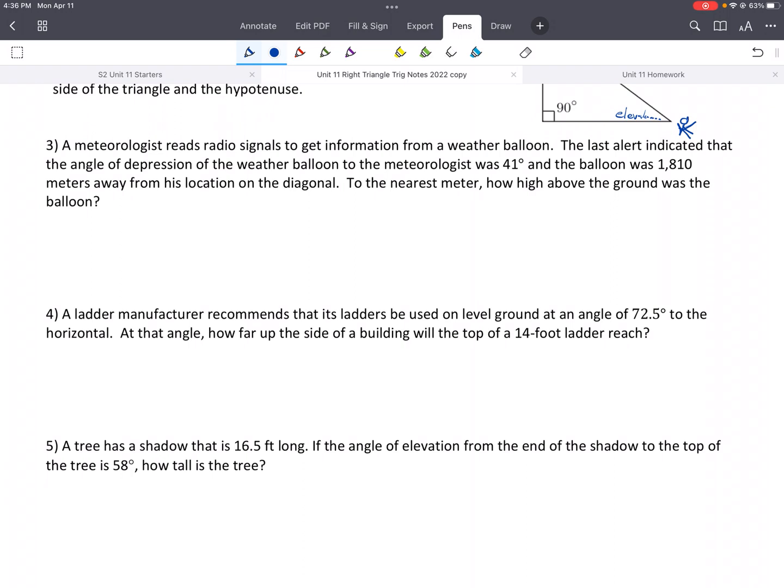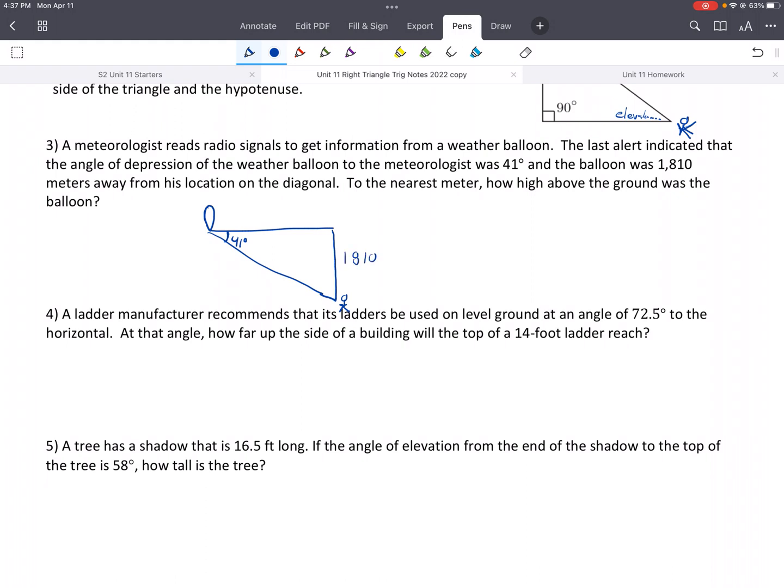A meteorologist reads a radio signal to get information from a weather balloon. The last alert indicated that the angle of depression of the weather balloon, so maybe here's my weather balloon, and if we were to draw a triangle, because they're asking for the angle of depression, we'd probably want to draw it like this. This would be the angle of depression of the weather balloon to the meteorologist, so here's my meteorologist, it says is 41 degrees.